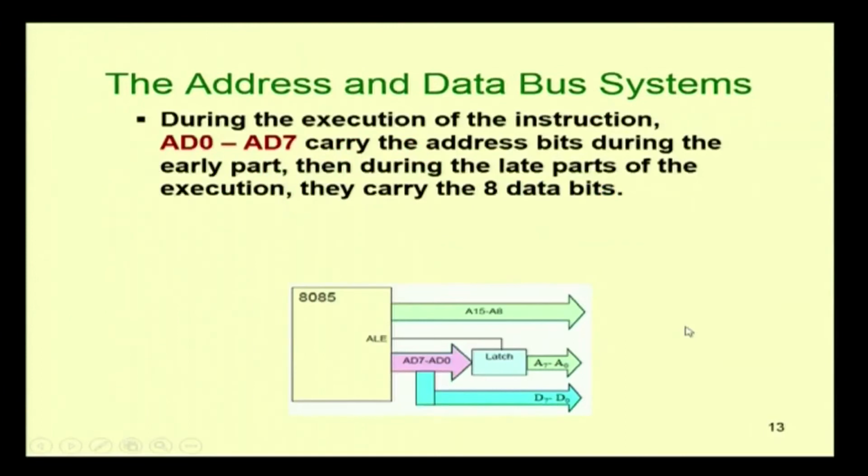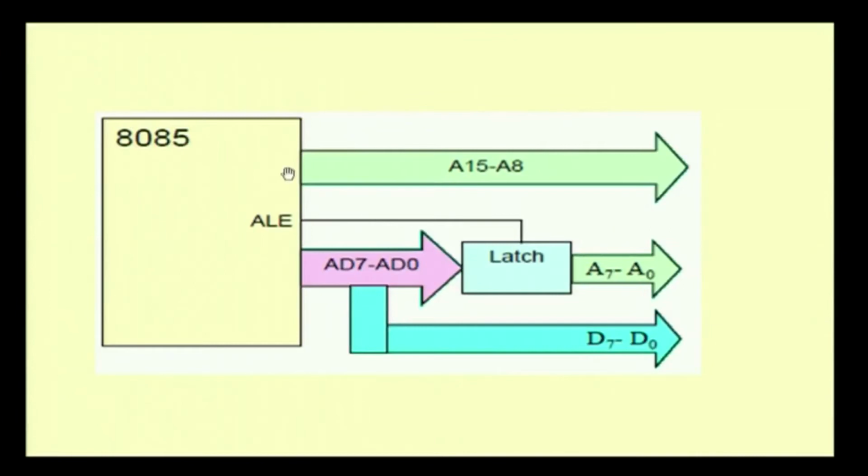During execution of the instruction, the microprocessor carries 8 data bits as well as the address bits. First you have to send the address. These pins will first send the address, and these pins also will send the address. When the address is present, there will be a pulse from the address latch enable, which will store the address. So these 8 bits will be stored and that will go as address.